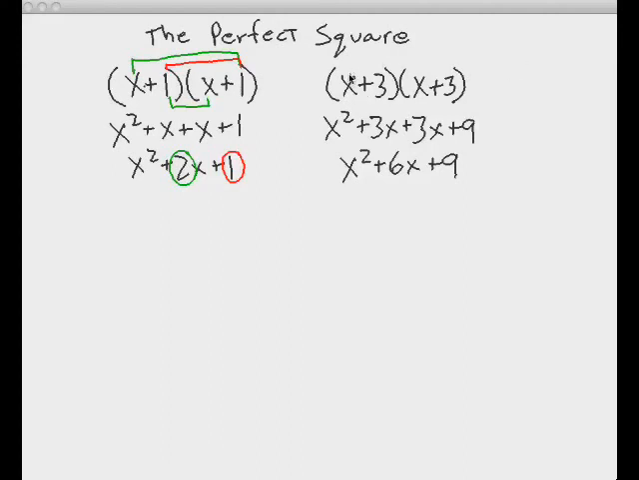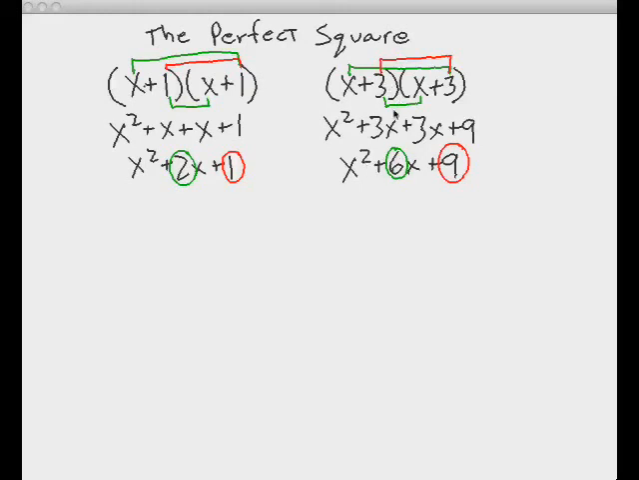So let's look at this one over here. We had to multiply x times 3 and then 3 times x, so this number ended up being double that, or 6. And then we had to multiply 3 times 3, so this number ended up being 9. So these are properties of this special kind of quadratic equation called the perfect square.